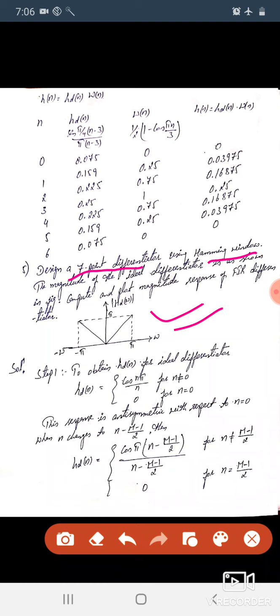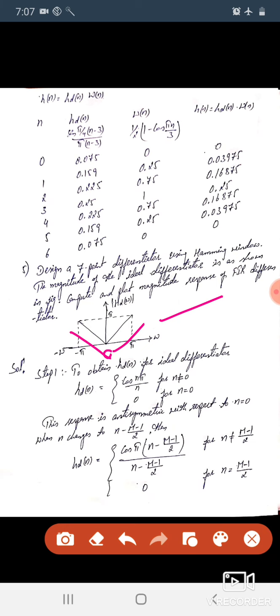This is the figure they have given. From this we have to compute the FIR design, and also plot the magnitude response of the FIR differentiator. In this, just observe that our signal varies from 0 to pi and 0 to minus pi. What equation can I write from this?